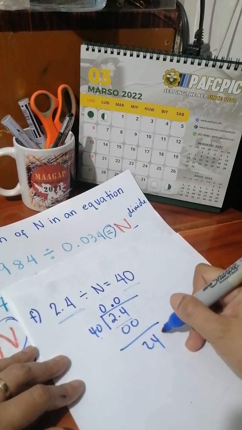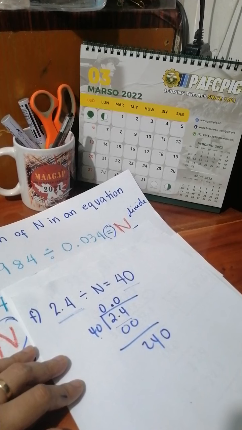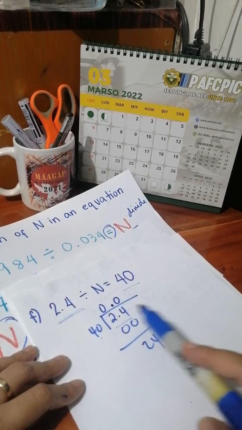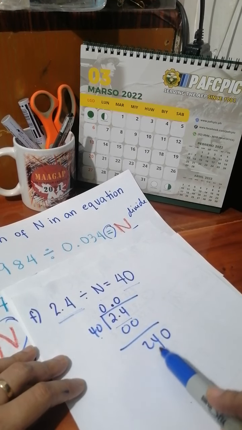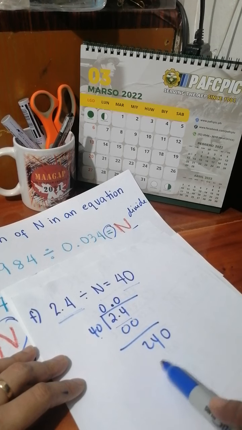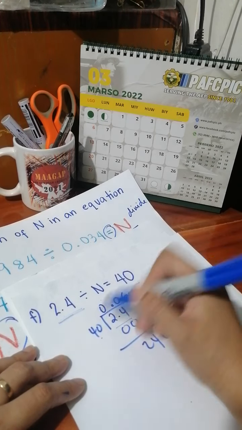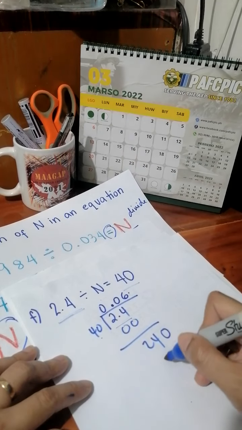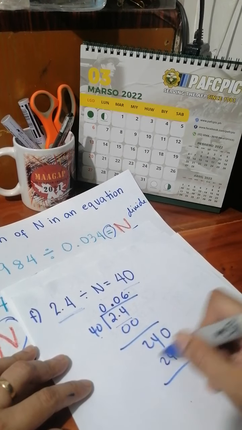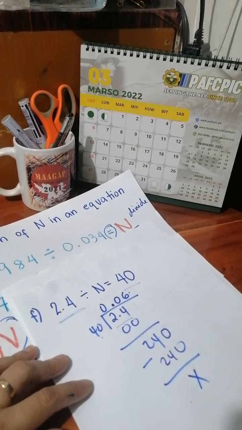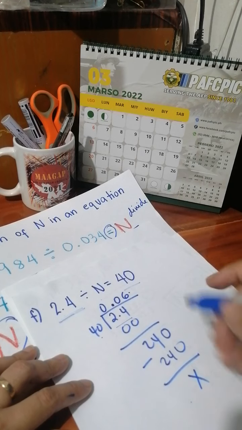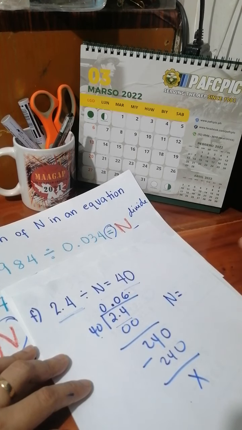So next, we are going to add 0 here. Okay? So when we add 0 here, that will become 240. So 240 divided by 40 will be 6. So 6 times 40 will be 240. Subtracting that, you'll get 0 as the answer. So the value of n here is equal to 0.06.